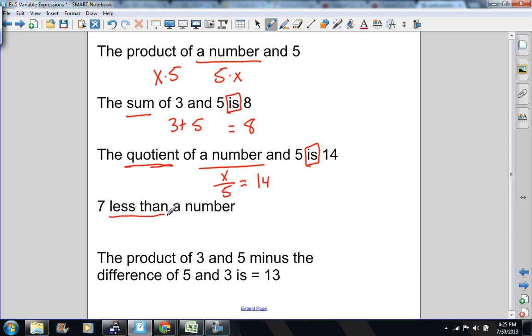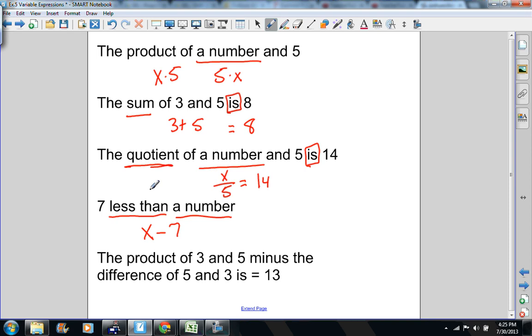7 less than a number. First thing I would hope you notice is less than. That's the one that should jump out at you. That's backwards. So we have to flip the order. Well, a number, that's going to be x. Minus 7. Remember, less than, always backwards.